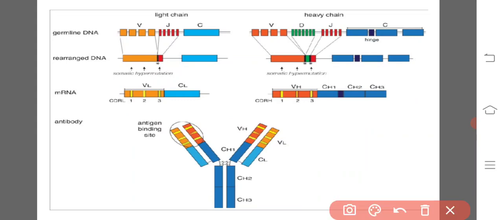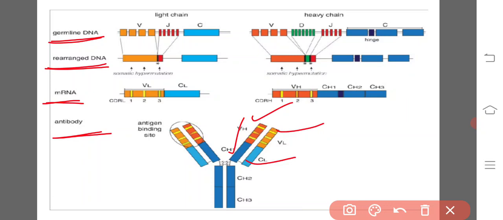Here you can observe this is the DNA of the individual, and here there is a rearranged DNA. So this is the variable region and this is the constant region of the heavy chain, and here the variable region and constant region of the light chain. This is the germline DNA, the natural DNA. This is the rearranged DNA. From this DNA there is every possibility of transcription of the mRNA that undergoes translation to form the antibodies: heavy chains, light chains, especially the variable light chain, variable heavy chain, constant light chain, and the constant heavy chain.